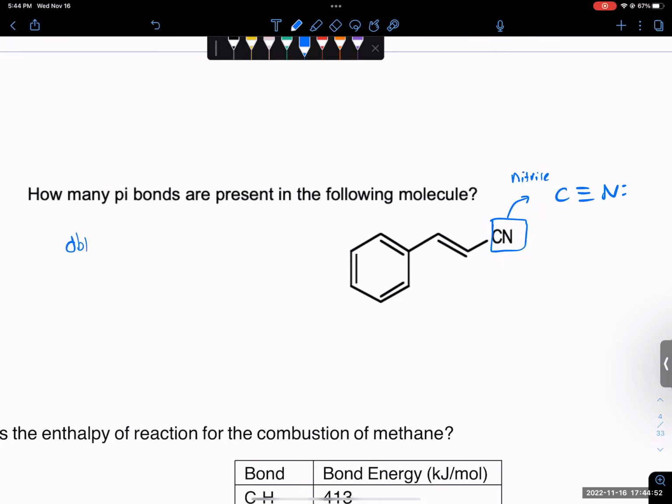So 1 sigma plus 1 pi, and then a triple bond would have 1 sigma and 2 pi, for a total of 3 bonds.